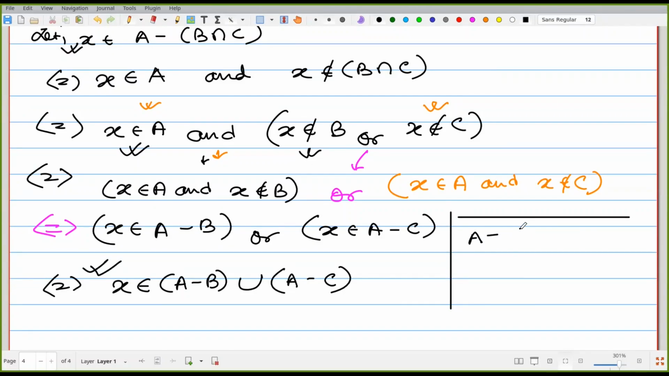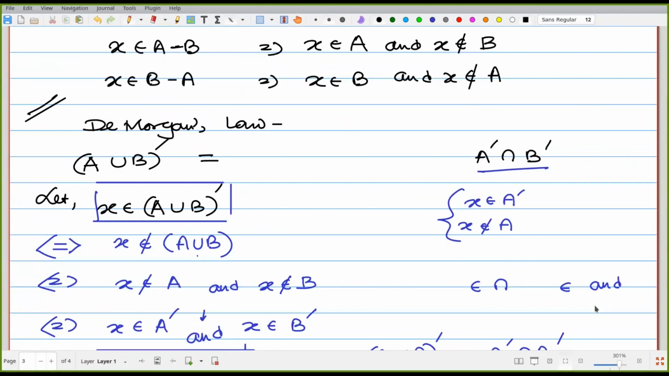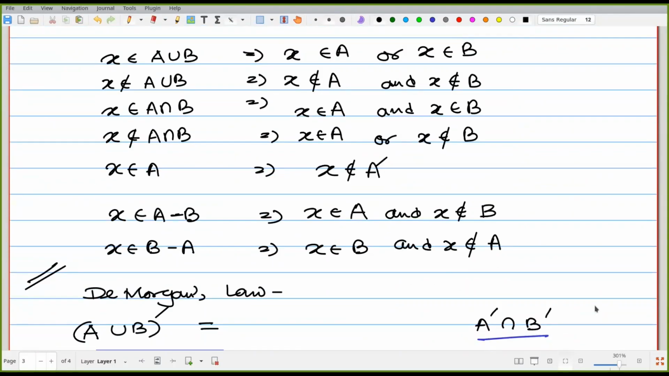So A minus (B intersection C) is equal to (A minus B) union (A minus C). That is the second generalized law. In that way, we can also prove any type of identity using the variable method. We just have to remember these formulas very carefully, then we can prove anything.